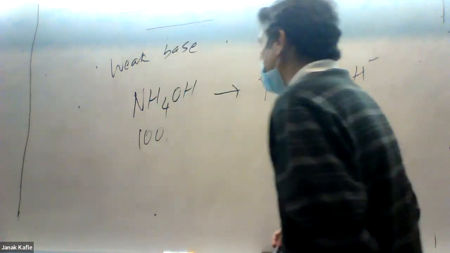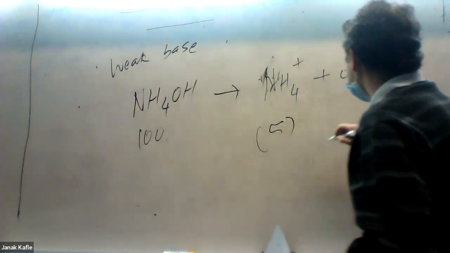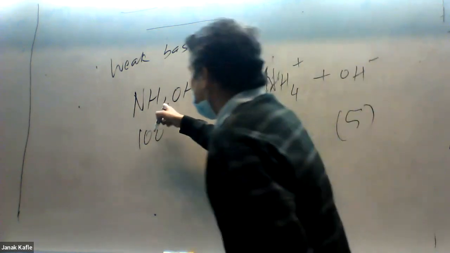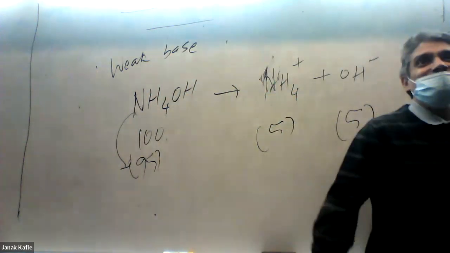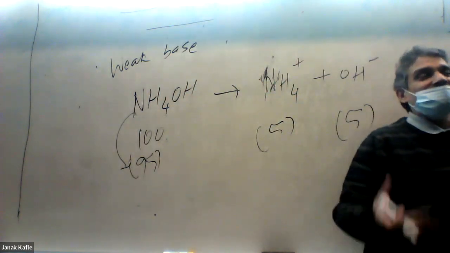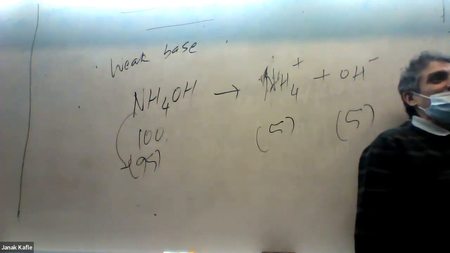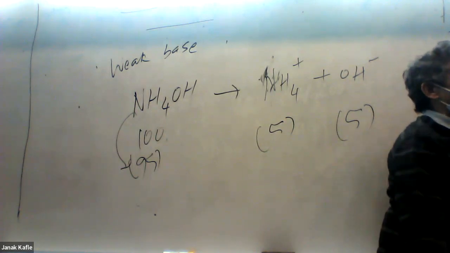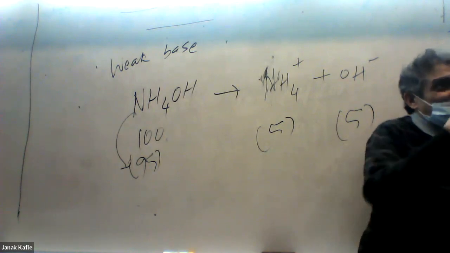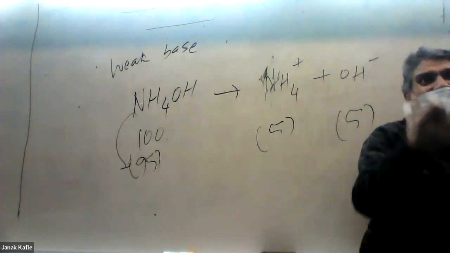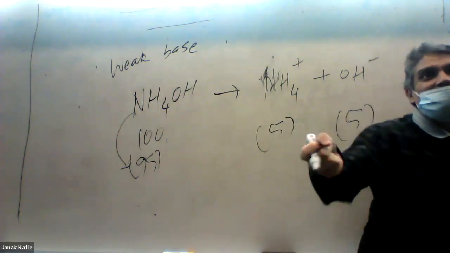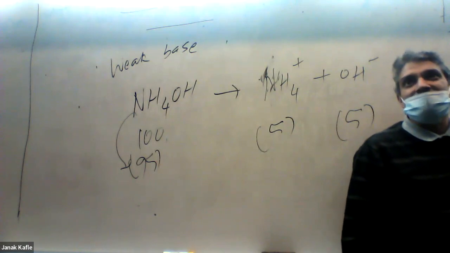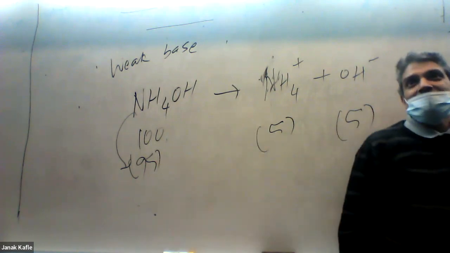I don't know how many molecules break here. Maybe if you start with 100 molecules of NH4OH, maybe 5 molecules break and give 5 particles of this, 5 particles of this, and still 95 particles of this are left behind. So it doesn't break well. Make sense? You throw it in water, and after a while you come and count how many NH4OH are left behind. Still 95 molecules out of 100 were in the form of NH4OH, so they didn't break, right? So this kind of base is called a weak base.